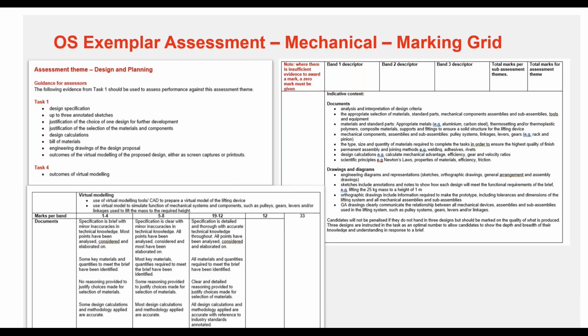So for example, if looking at the marking band regarding the documentation, if you're looking at marks 1 to 4, it's brief, there's no justification reason, some design calculations. So you're looking at a threshold pass learner, for example. Where if you're looking at mark band 9 to 12, you're thinking the specification is detailed, all consideration points have been elaborated, clear design reason, all design calculations applied, then you're looking like a distinction learner. So that's how you're looking between those marking bands. But again, these are holistically marked as well.